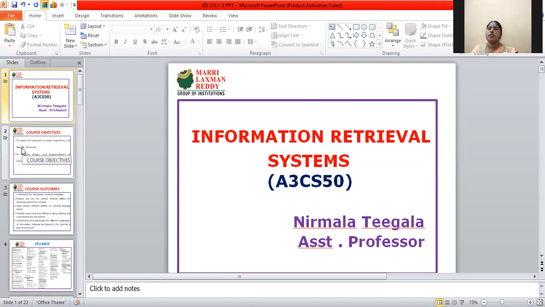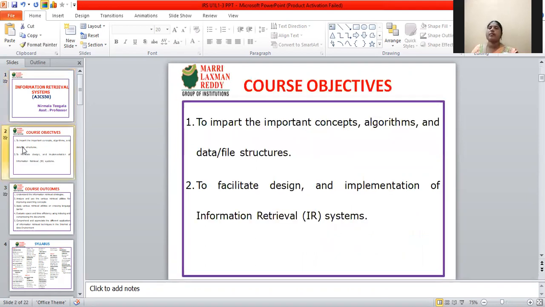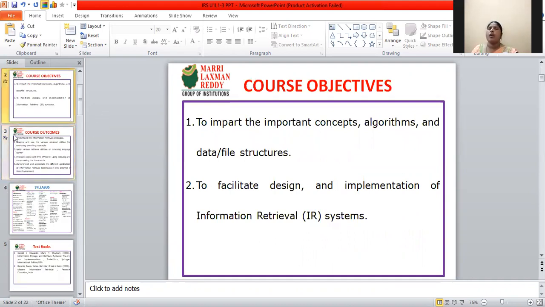Coming to the course objectives. Course objectives are nothing but the overall plan for your course. Two objectives are here: to impart the important concepts, algorithms, and data or file structures. Here the data structure is framed using different concepts and different algorithms. And the second objective is to facilitate the design and implementation of information retrieval systems. Here some facilities provide different design methods and different implementation techniques.